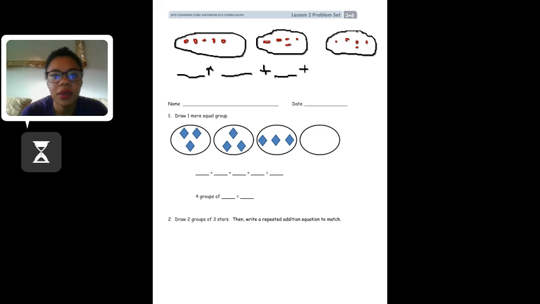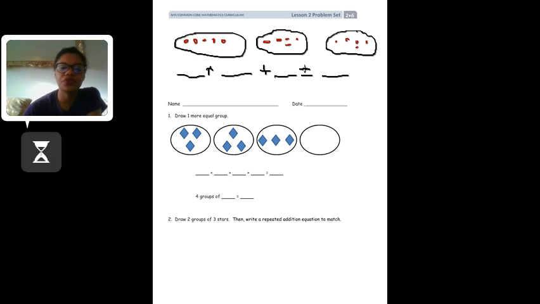Let's erase that, because it shouldn't be a plus sign. It should only be an equal sign right there. Okay, there we go. So now we have an equal sign, and then I'm going to put another blank on this side to see how many we have in all.